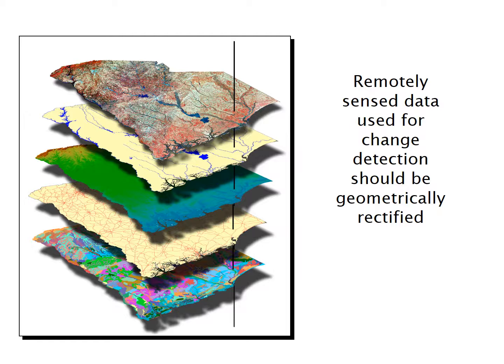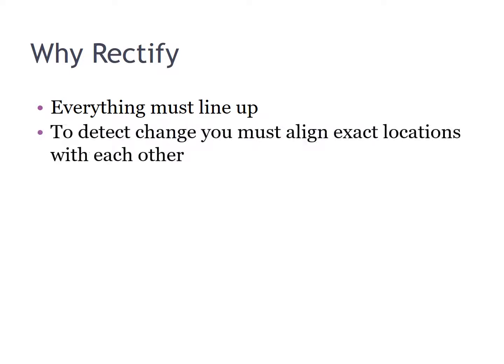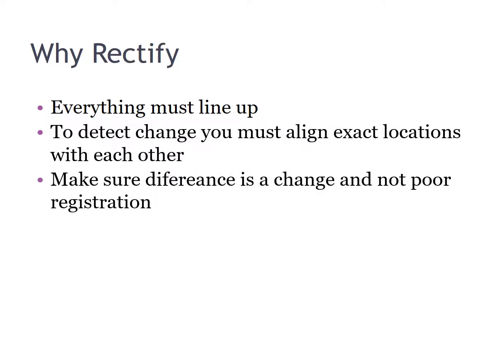Okay, so let's look at how remotely sensed data used for change detection should be geometrically rectified. Because it all needs to fit and align perfectly, or as near to perfectly as possible. So why do we rectify? Because we want things to line up. To detect change, you must align exact locations with each other. You need to make sure the difference is a change and not a poor registration.